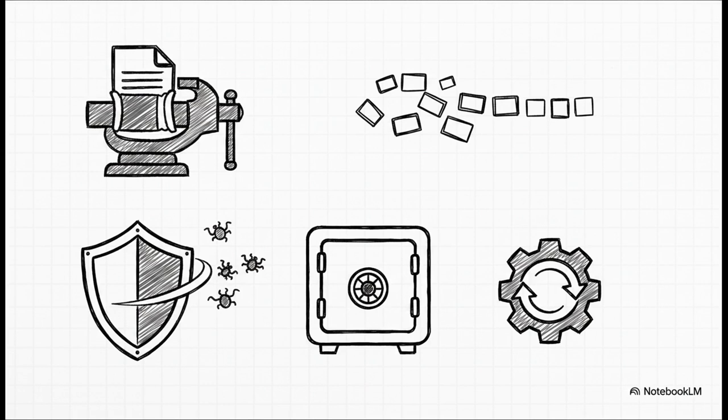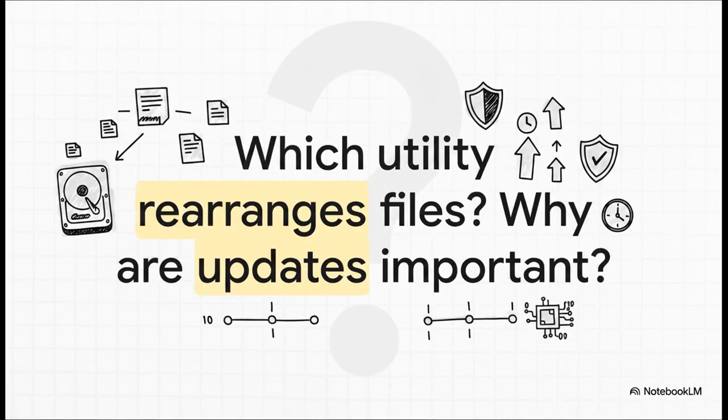Automatic updating is super important. It patches up security flaws. And backup, well, that's your safety net, your uh-oh button for when things go wrong. Each one has a really vital job. All right, another quick check-in. Which one of those utilities is the one that rearranges files to speed things up? And maybe more importantly, why is it so critical to keep those automatic updates turned on? These are the kinds of practical questions that show you really get it.